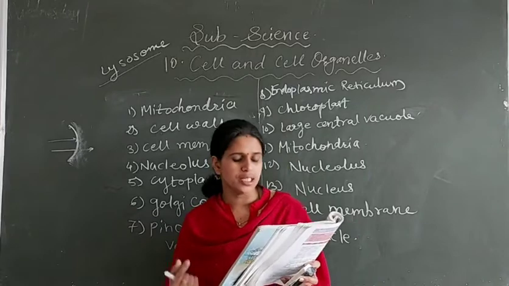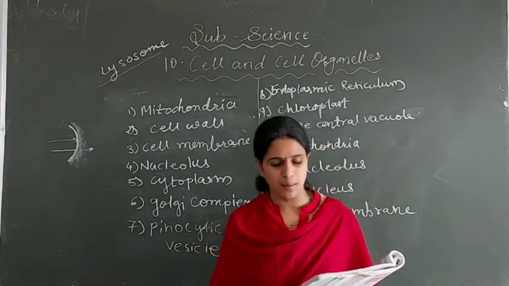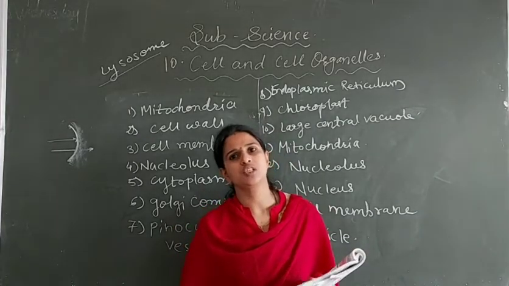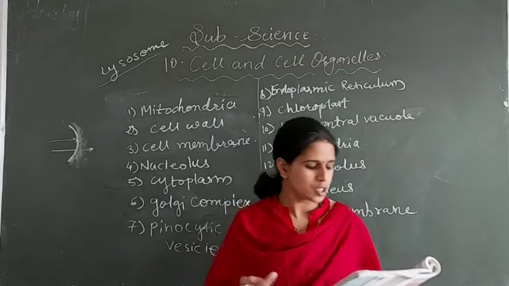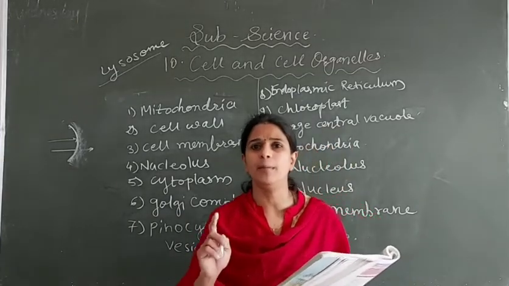Then the next one is vacuole. Again vacuole is present in plant also, in animal also. Golgi complex, again it is present in plants also and animals also. And the last one is mitochondria. It is also present in animal also and plants also.